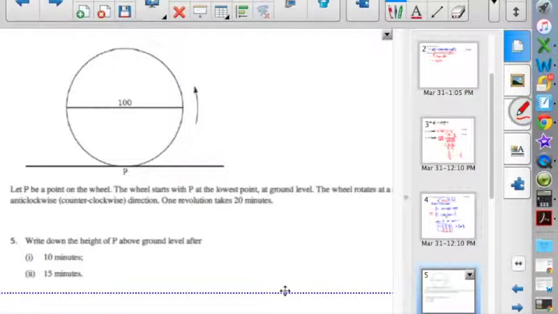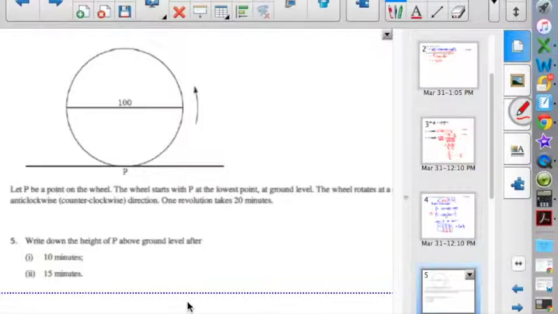A revolution is 1 circumference, right? Yes. 1 revolution is 1 time all the way around. Do you have to show work? Or you just, well, it says write down, so you don't. Okay, good. Anytime you see write down, you don't have to show work.